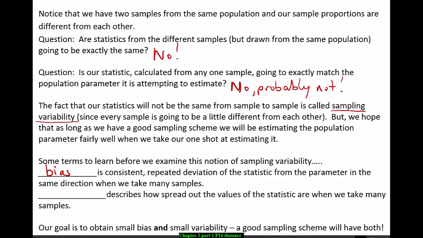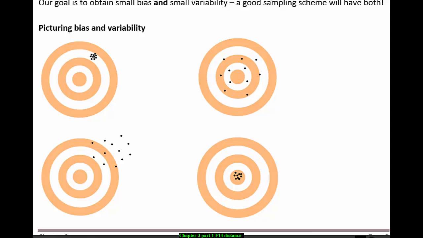Here comes that term bias again. Bias is consistent, repeated deviation of the statistic from the parameter in the same direction when we take many samples. Variability describes how spread out the values of the statistic are when we take many samples. That is, if I take 10 samples of N equals 100 and poll our Columbia residents about whether they enjoy running or not, is my sample statistic, that percentage, going to swing wildly from sample to sample, which would mean large variability, or is it going to stay pretty close to the very first estimate? That is, does that estimate have small variability? Our goal is to obtain both small bias and small variability, and a good sampling scheme will have both, although we'll have different strategies for correcting for these.